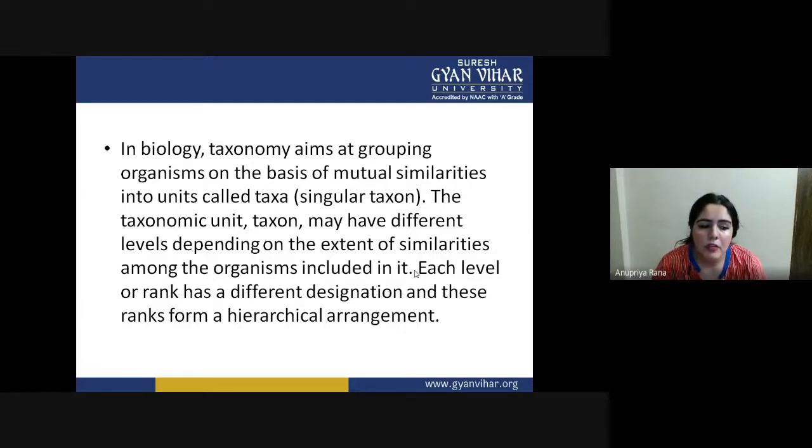But sometimes the differences do not make that much of a difference, so we cannot put them into a different group. We put them into the same group because of some very important similarities between the species.